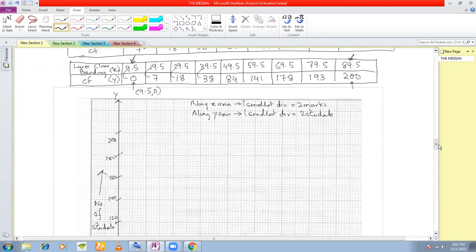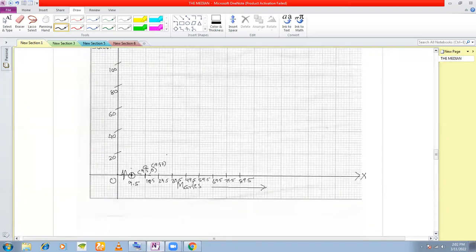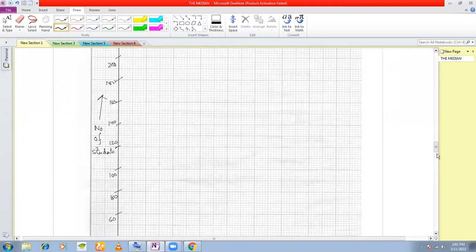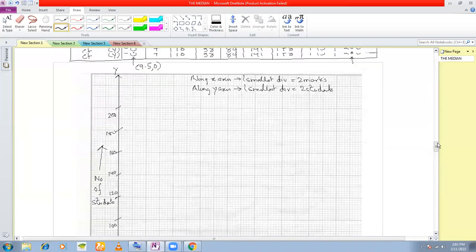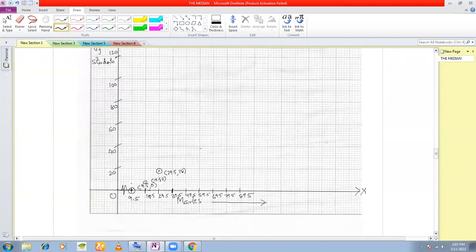Next point is 29.5, 18. This is your 20, and one division is equal to 2 students, so 18 students will be one division below 20. That means you have 29.5, 18. The next point is 39.5, 38. You have 39.5 here, move vertically. This point is your 40, so 38 will be one division below 40, because one division is equal to 2 students. So this is 39.5, 38.